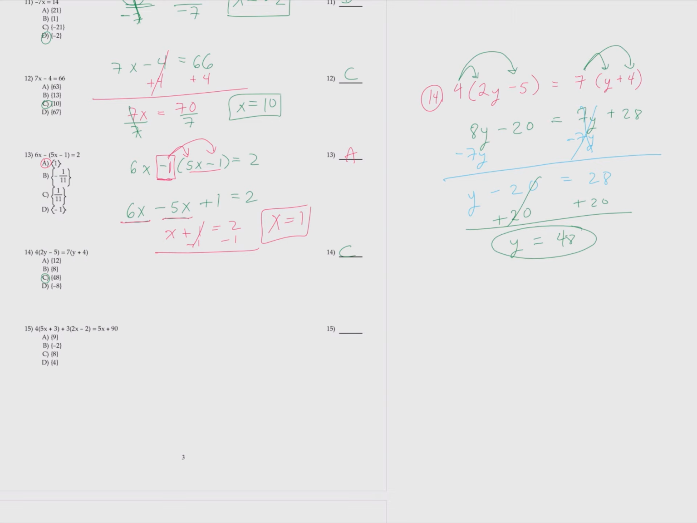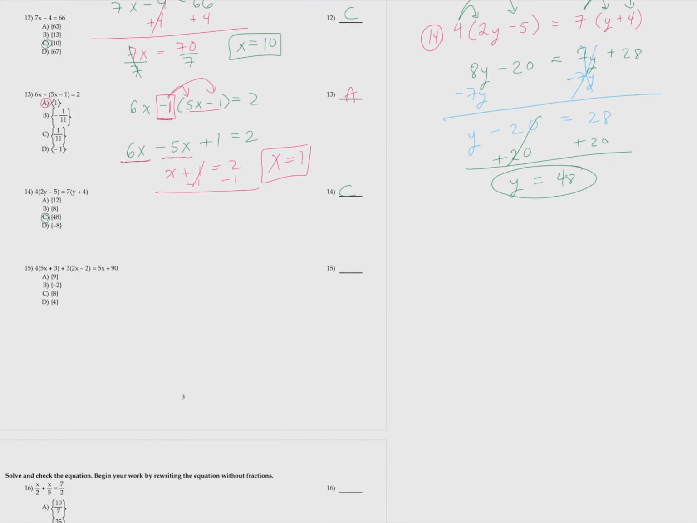Okay, so to do number 15, I'll just work it out here. So I'm going to just copy it over. 4 times 5x plus 3 times 2x minus 2 equals 5x plus 90. Okay, now to do this one, we have to make sure we get rid of those parentheses. Like I said before, you can't isolate x's if there's groups around. And to isolate things, you have to ungroup things, right?